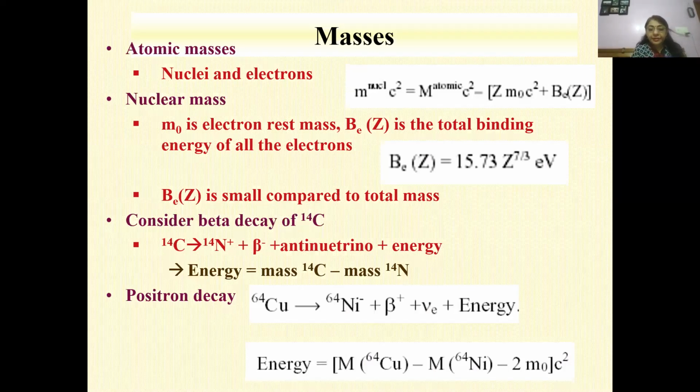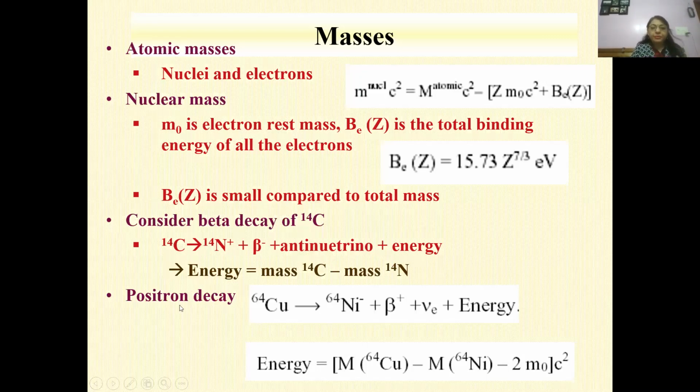While studying radioactivity in detail, we'll find out why the presence of anti-neutrino is essential for beta minus decay. Why without an anti-neutrino, beta minus decay is not possible. And during nuclear reactions, it is an exothermic reaction and therefore energy is liberated. And we will have to calculate the energy liberated through the Q value of the reaction. So what is happening? Energy is equal to mass of the 14 carbon minus mass of the 14 nitrogen.